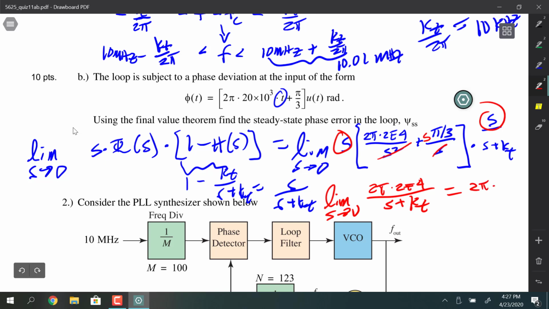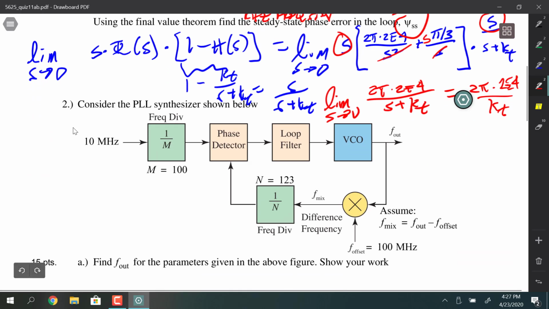So that's going to be 2π times 2e4 over KT. So that is going to be your static or steady state phase error that you're going to get out of that. We worked through a problem like this last time, not in this exact context, but it was very similar. It's a first order loop, and it cannot track a frequency step, which is what this is. This is a 20 kilohertz frequency step. A first order loop cannot track it without having some phase error in order to tune the VCO to follow the input, and that's what's going on right there.